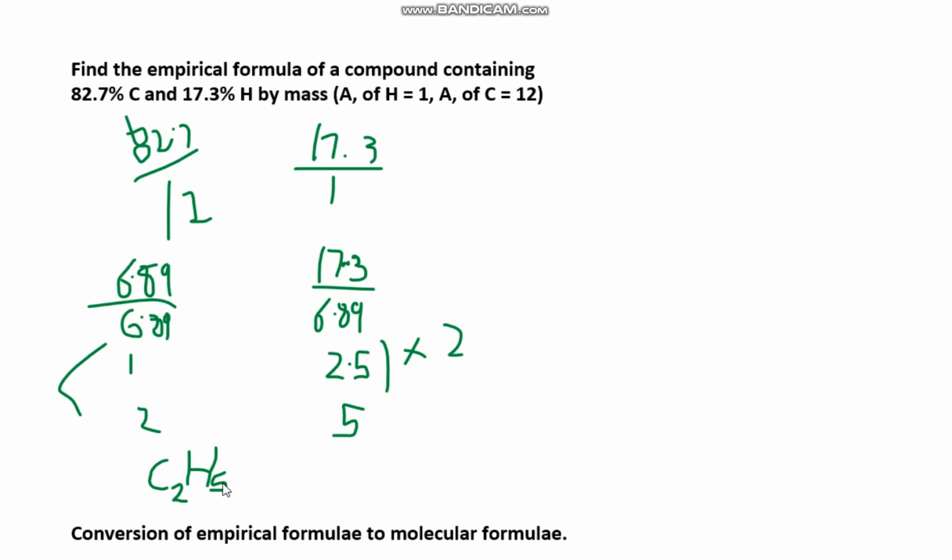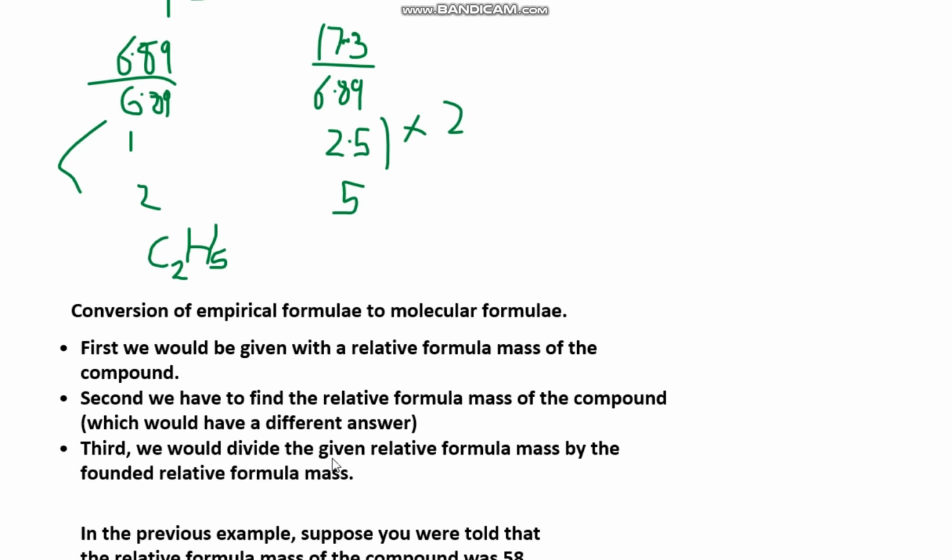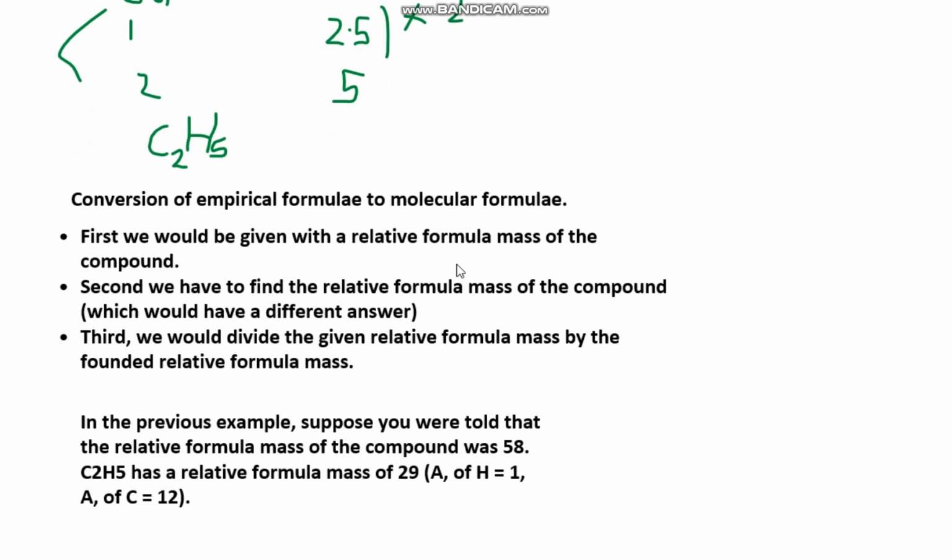and it is an organic compound again. It is an organic compound, and then we have the conversion of empirical formula to molecular formula. So for empirical formula to molecular formula, we have to follow these steps. Now the conversion goes like this. First we would be given the relative formula mass of the compound. Second, we have to find the relative formula mass of the empirical formula, which would have a different answer.